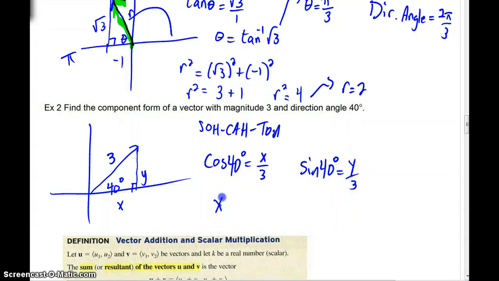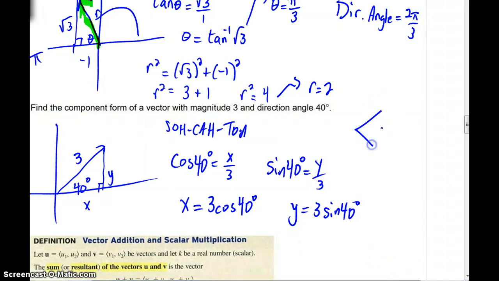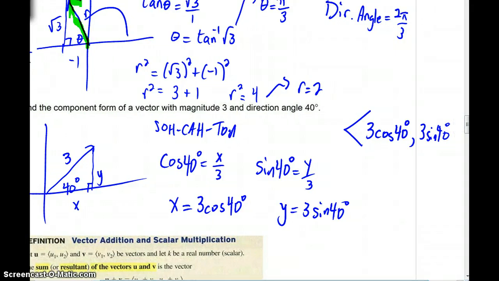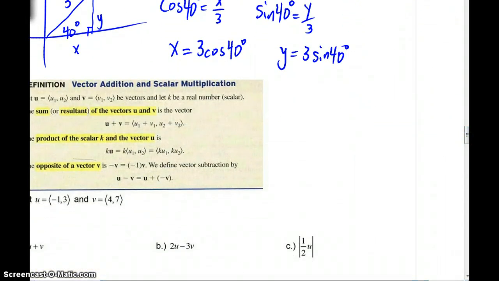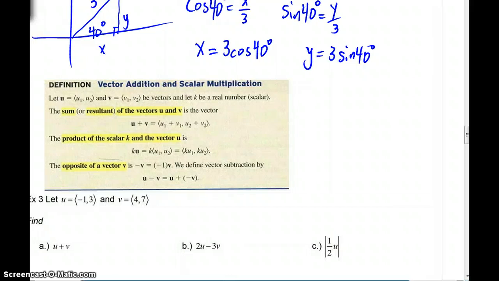And certainly we may solve for a decimal approximation, but honestly that's not even necessary. I have my exact coordinates right here, and I'm going to write my components simply as 3 cosine of 40 degrees, comma 3 sine of 40 degrees. Okay, so that can certainly be done. Let's take a look real quickly at some neat uses of vectors.